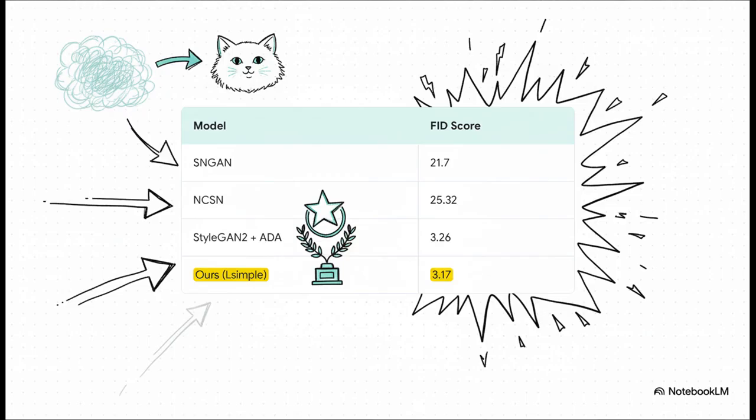This table here compares its performance to other top models at the time. Look at that. It didn't just beat models like SNGAN or NCSN, it absolutely left them in the dust. It even managed to squeak past the legendary StyleGAN2, which was the reigning champ. This wasn't just a small improvement. This was a state-of-the-art result that put diffusion models squarely on the map.